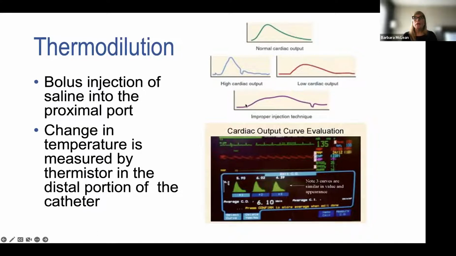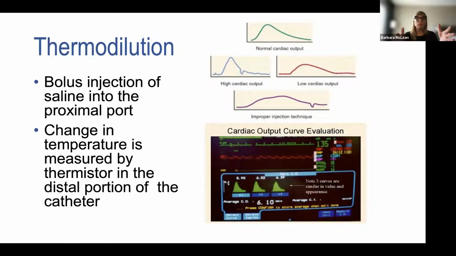Okay, now here you can see that the injection technique is improper, not just because of the slow rate of rise, but you never really reach a peak. You kind of have that dip here. This is really an improper injection technique. So really important to appreciate.